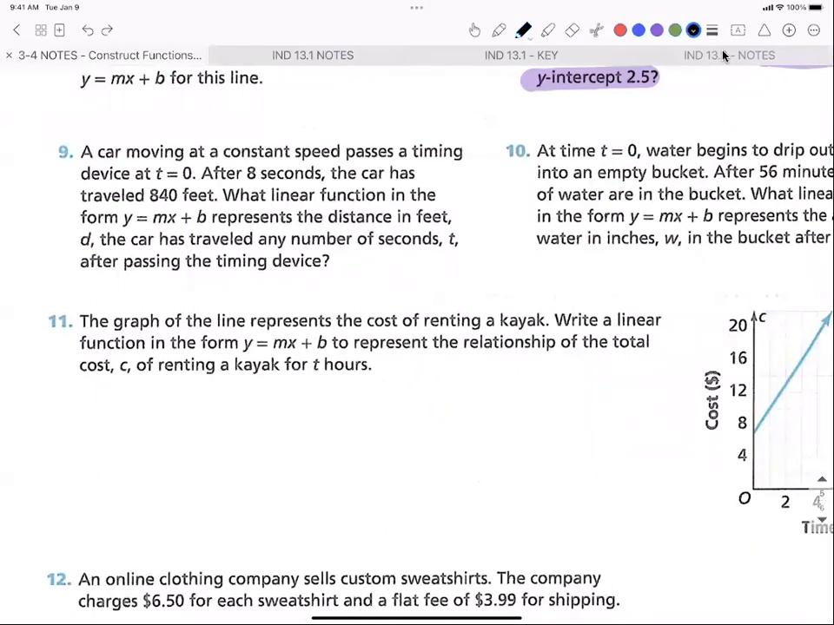I know that's a lot, but don't overthink this. What's it asking you to do? It's asking you to write a linear function. You guys know how to do that. When you see what's the linear function, immediately, what do you know you need? An m and a b.